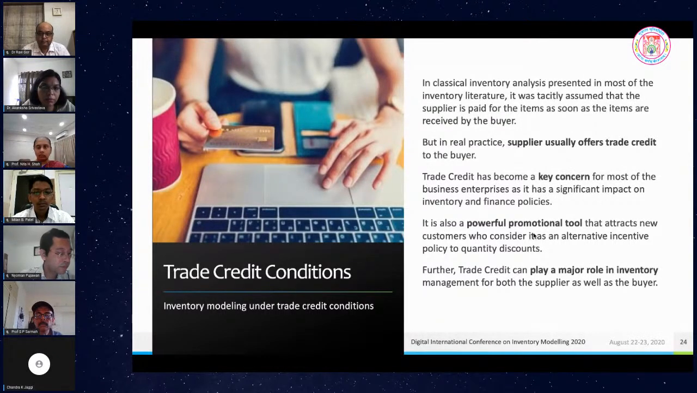Now we look into trade credit. Trade credit basically can be considered as a promotional tool also. It is presently a key concern for any business enterprise because it has a significant impact on inventory as well as the financial policy of the firm. And trade credit plays a major role in inventory management for both the supplier as well as the buyer.